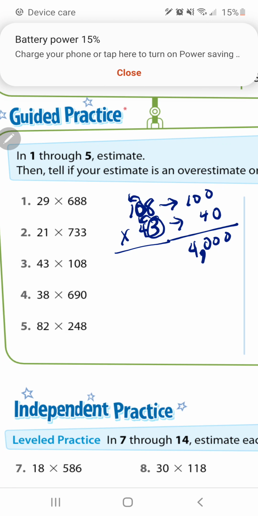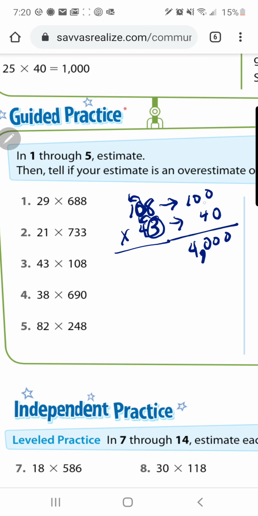Remember, there's only one product, right? 4,000. And then your factors are 100 and 40. We say that 100 is a factor of 4,000. We can also say 40 is a factor of 4,000. Or we can go backwards and say 4,000 is a product of 40, or 4,000 is a product of 100. Okay, now let's move on.